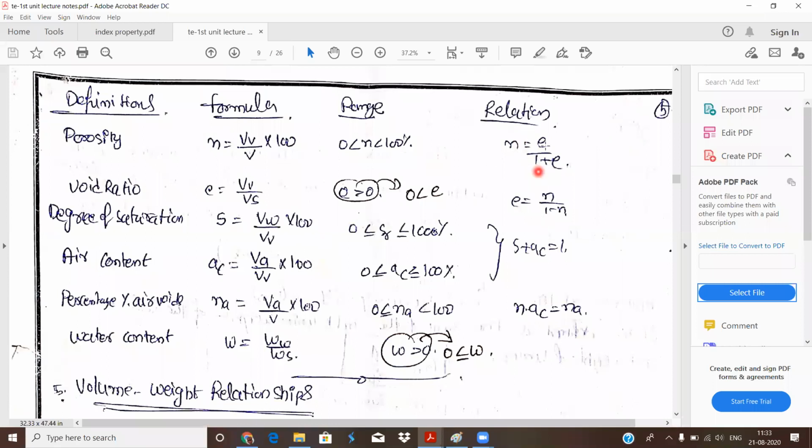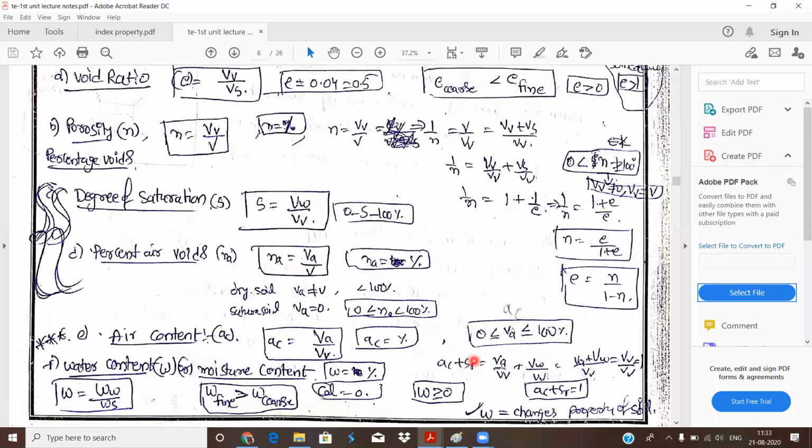And n is equal to e by 1 plus e. If you add S plus ac in the above formula, ac means volume of air by volume of voids, and S means degree of saturation, so volume of water by volume of voids. If you add both, volume of air plus volume of water is the volume of voids. Therefore, volume of voids by volume of voids is equal to 1. So S plus ac is equal to 1. This is the relation we can get.